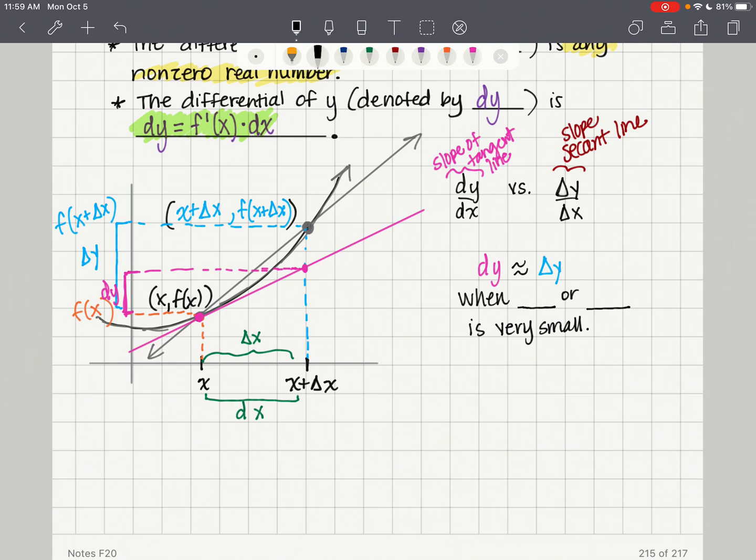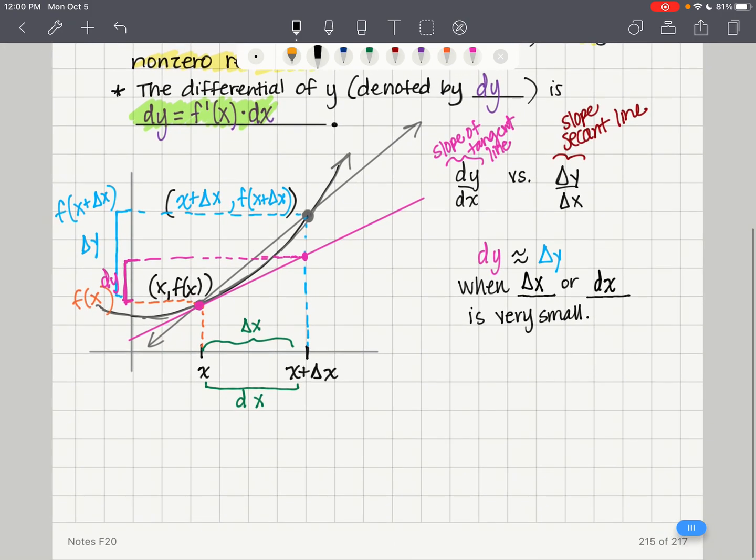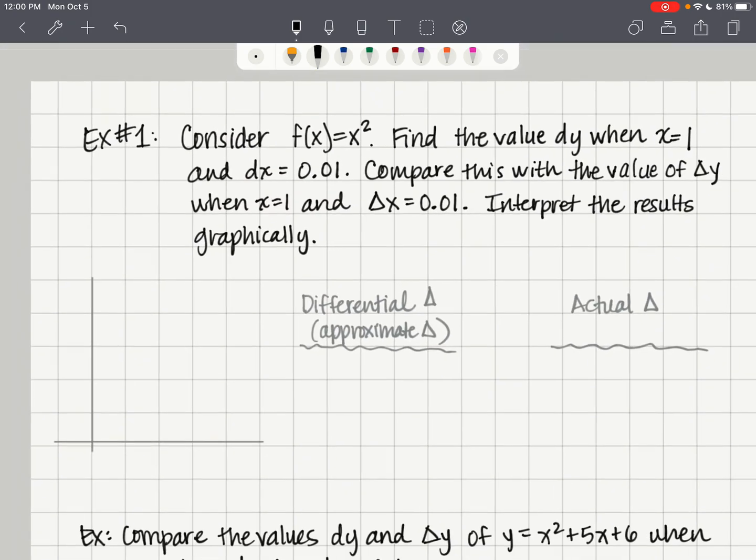And that happens, let's do this, when delta x or dx is very small. When delta x or dx is very small, then dy is approximately delta y. Okay, so everything gets much, much closer and the two values become very much the same. Okay, let's do an example.